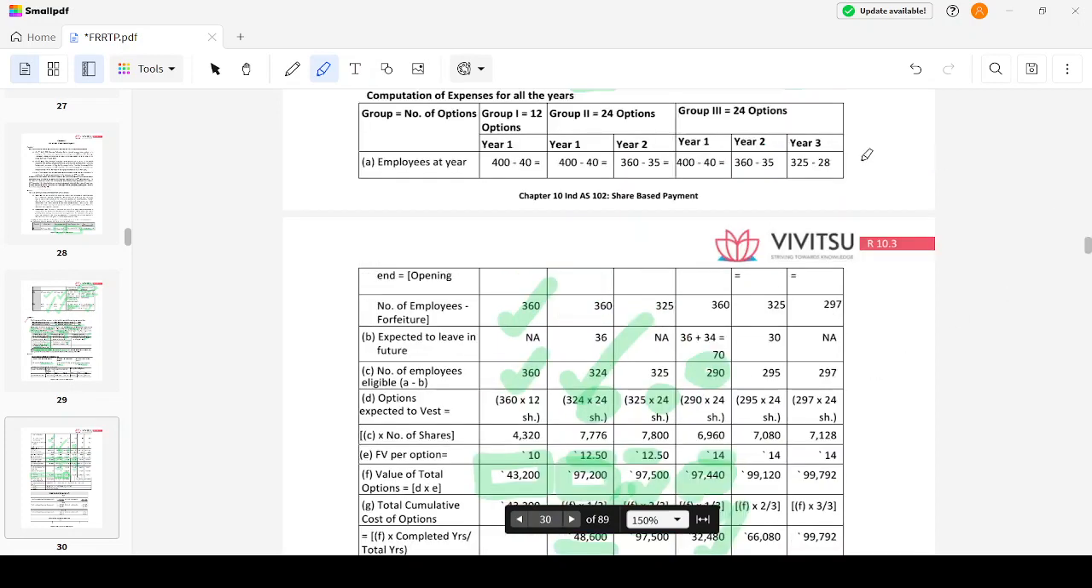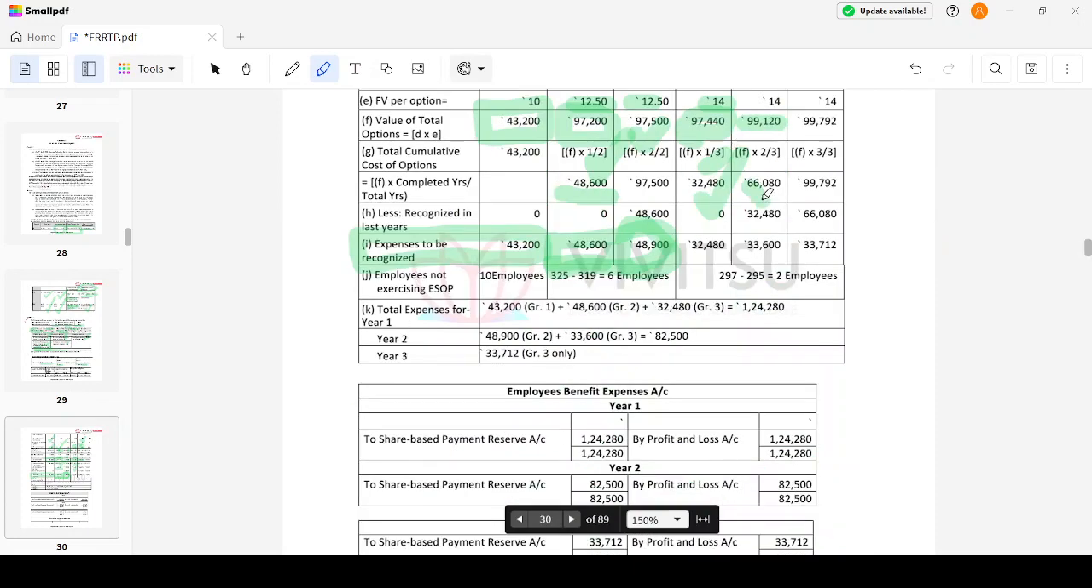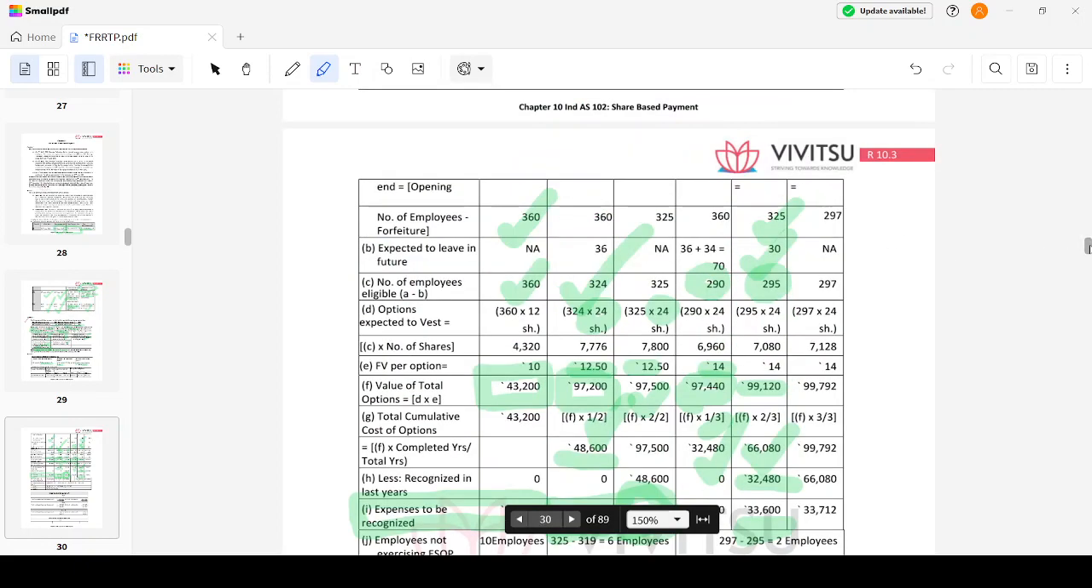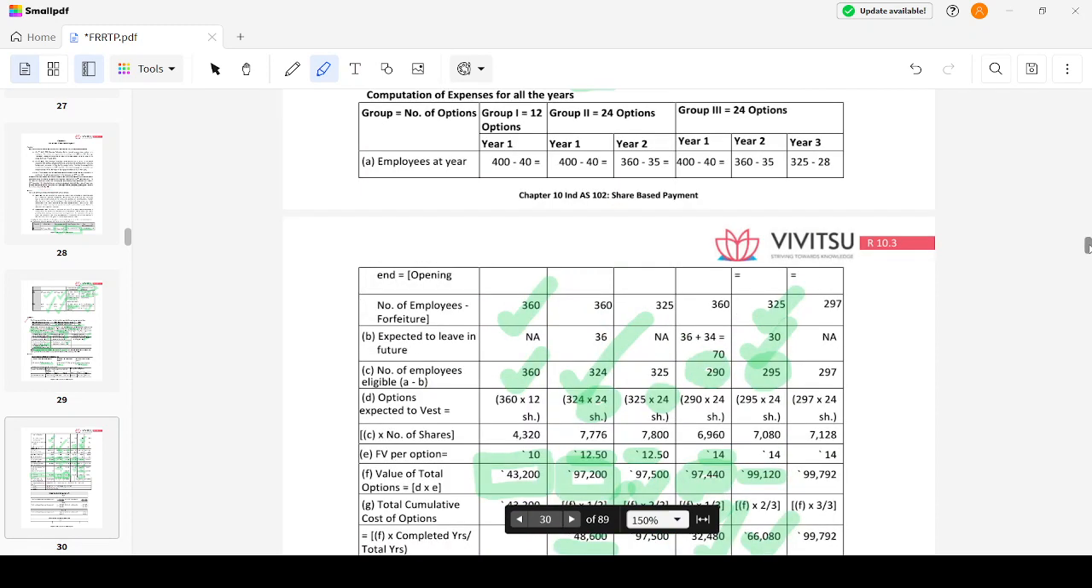That is year 1. For year 2, 360 actual employees which were there at the end of year 1, right? And 35 have left during the current year. So 325 will be there. 30 are planning to leave in the next year. So 295 is the expected number of eligible employees. So 295 into 24 into 14 is 99,120, multiplied by how many years have completed? 2 by 3. 2 years have completed. I should have recognized the expense to the extent of 66,080, but I've already recognized 32,480. The balance I'm going to recognize now is 33,600. Clear?